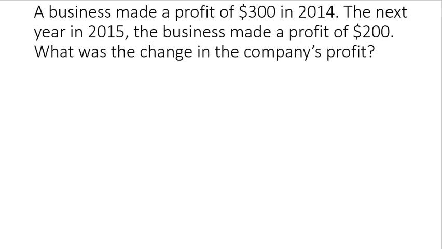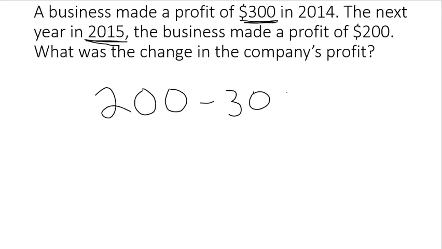So when we find change, we always look for what happened last. So 2015, what happened last? So in 2015, the company made $200. In 2014, the company made $300. So we always do the last thing minus the first thing.